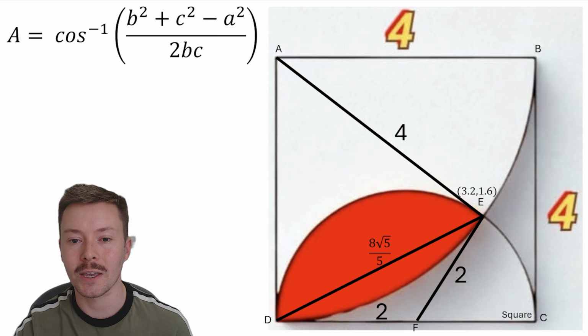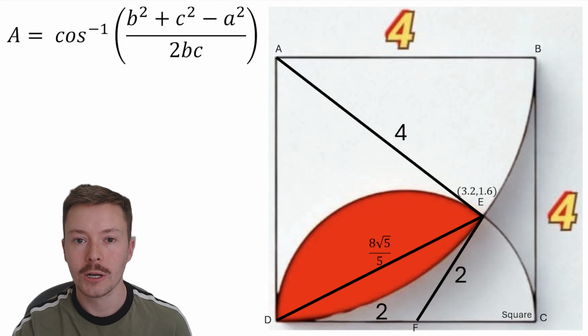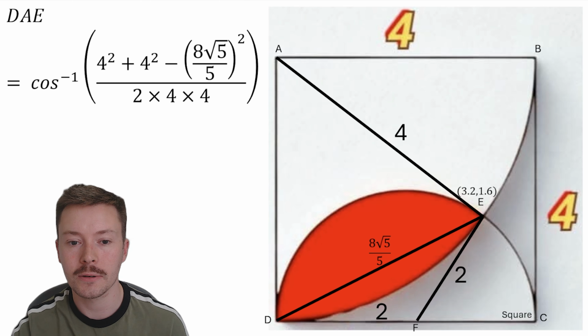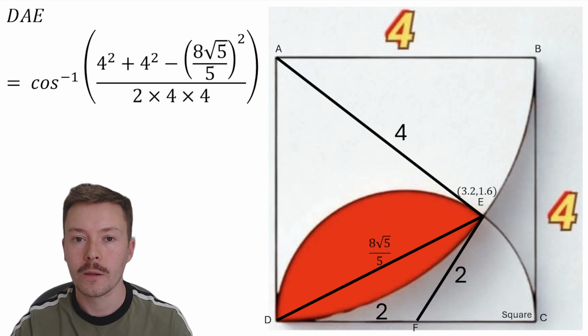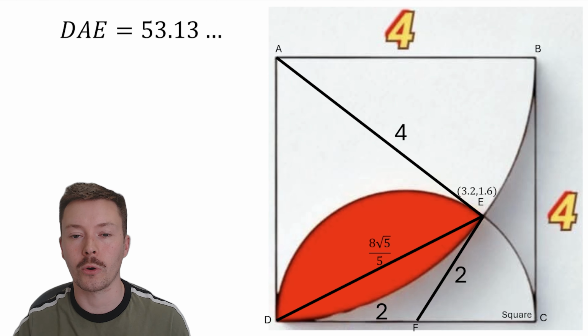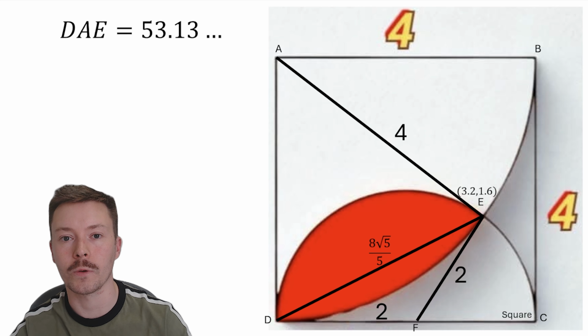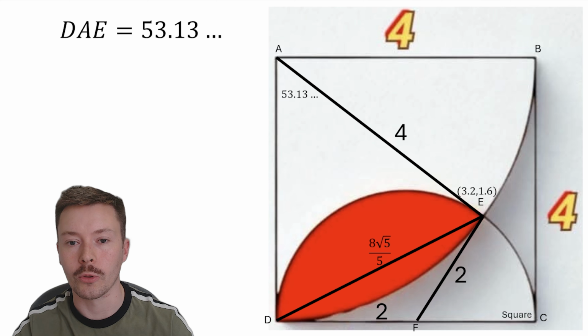Okay, so B and C, they're going to be 4. They are the two sides. And then the lowercase a is opposite my angle. So that would be 8 root 5 over 5. Let's substitute the values in, and we get this. That, when we put it in our calculator, will give us an answer of this, 53.13... because it goes on forever, and I don't want to truncate it. So I'm going to indicate that with the ... Let's put that on the diagram.